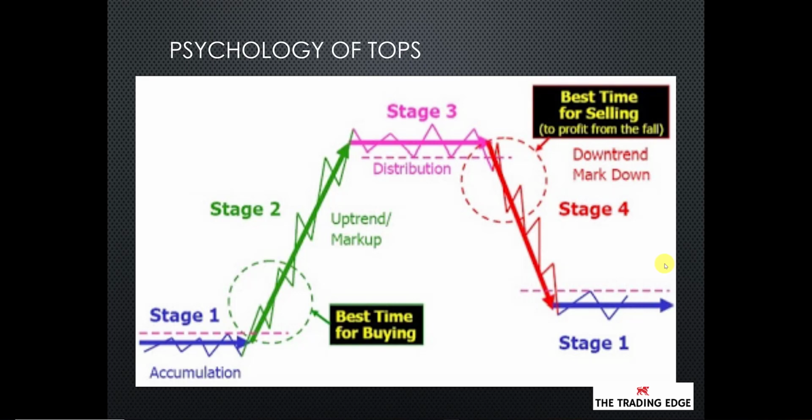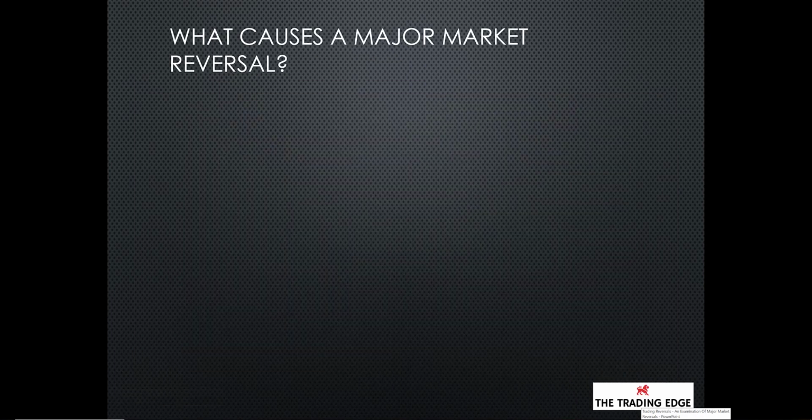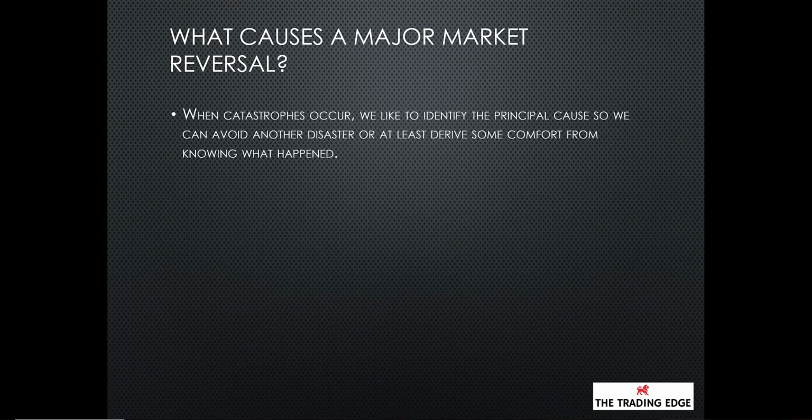So with that being said, let's talk about the next topic, and let's now talk about what actually causes a major market reversal. So think for a second, what do you think causes a major market reversal? Now, for most of us, when bad things happen, or when catastrophes like market reversals occur, we like to be able to identify a simple narrative or cause, so in the future we can either avoid disaster or at least derive some sort of comfort in that we understood why things happened.